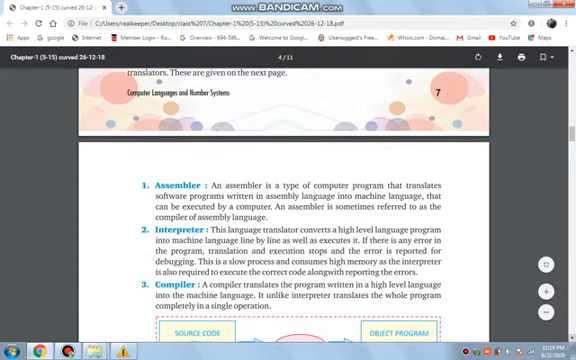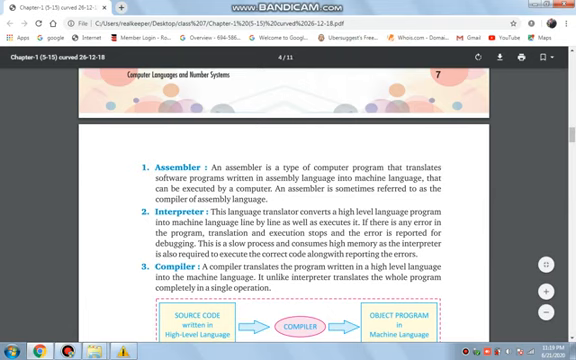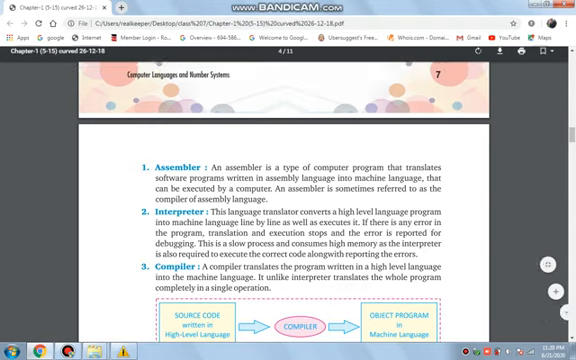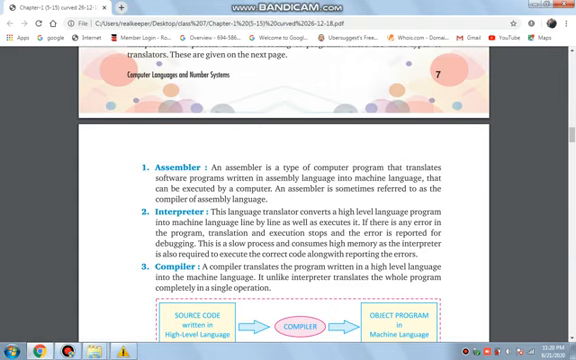First of all, we are going to study the assembler. What is the assembler? Assembler is a type of computer program that translates software programs written in assembly language into machine language. Students, understand very carefully, assembler is always used with assembly language, and as usual it converts assembly language code into machine understandable format, that is machine language.